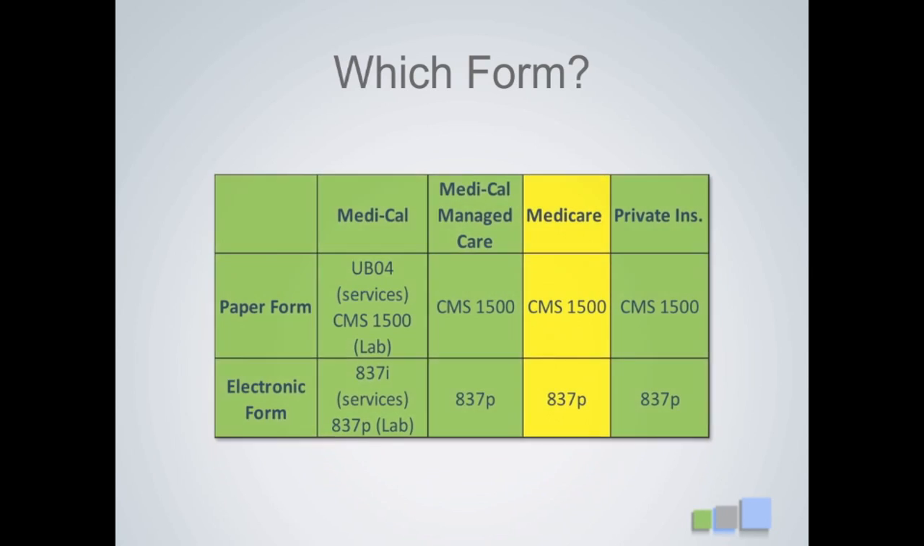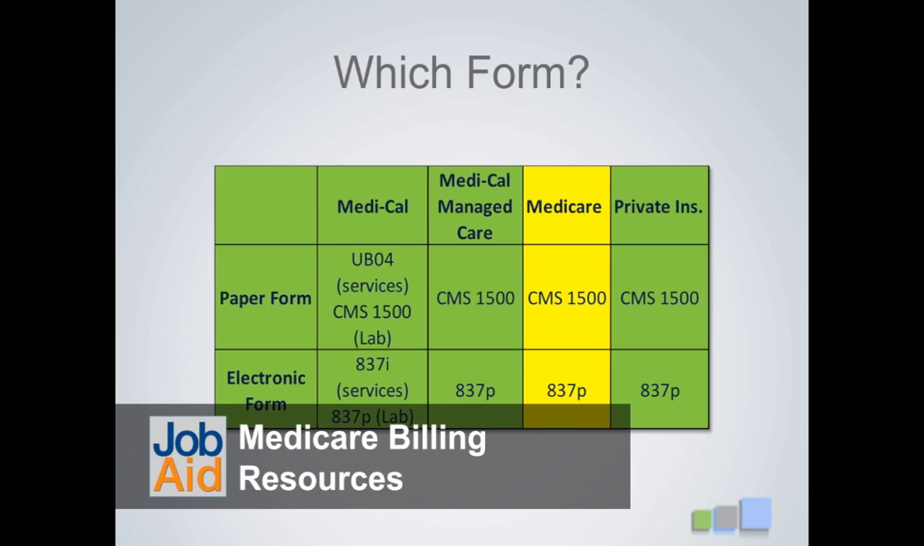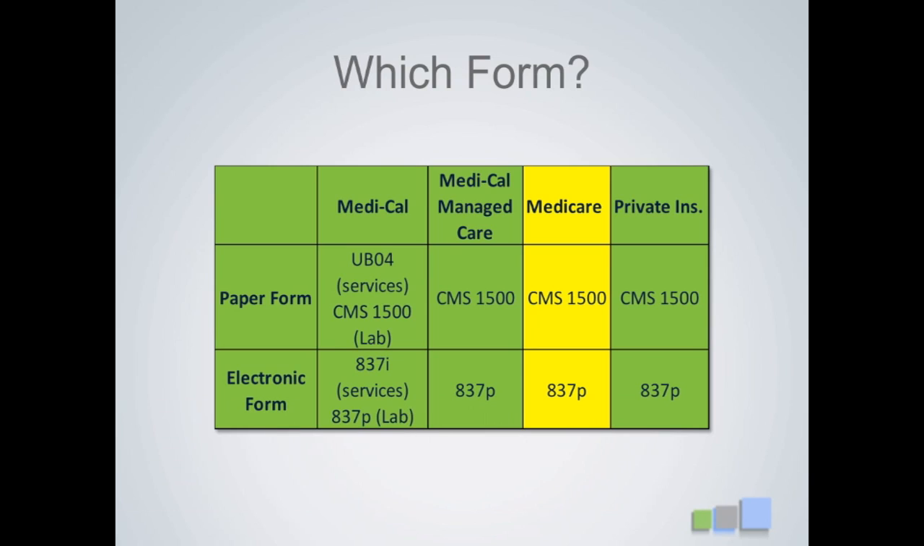To prepare for Medicare billing, you'll need to refer to some key resources. To help you, more information about these forms and how to get them is on the downloadable job aid on Medicare Billing Resources. Medicare's two billing forms are called 837P for electronic claims and CMS 1500 paper form.